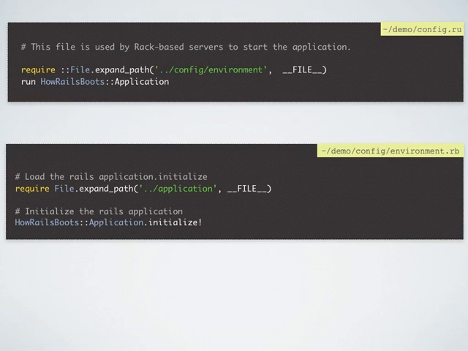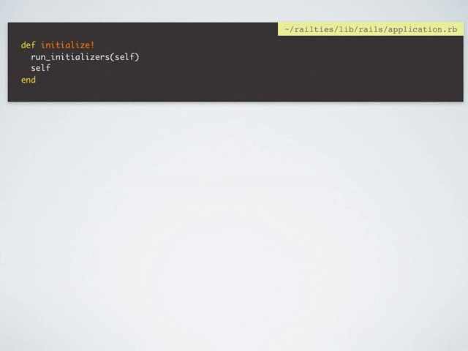This is the environment.rb, and it has two lines. The first line is requiring the application, which we just saw, and then it initializes that application. So let's look at the initialize method. The initialize method is pretty simple.